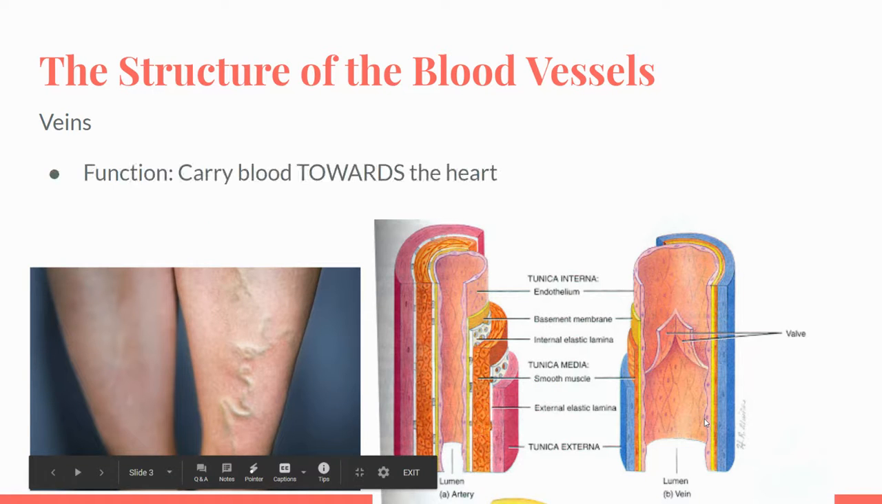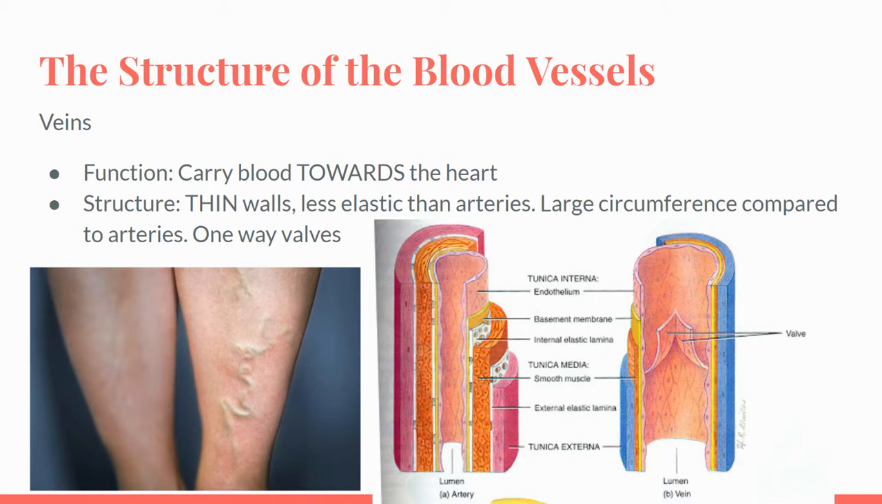Here we have the structure of veins. Essentially, their function is to carry blood towards the heart. So think pulmonary vein, superior and inferior vena cava. Their job is to bring blood towards the heart. Now, unlike arteries, their walls are really thin. There's not as much elasticity to them. So it actually makes them look much larger than arteries when you're looking at them under a microscope.